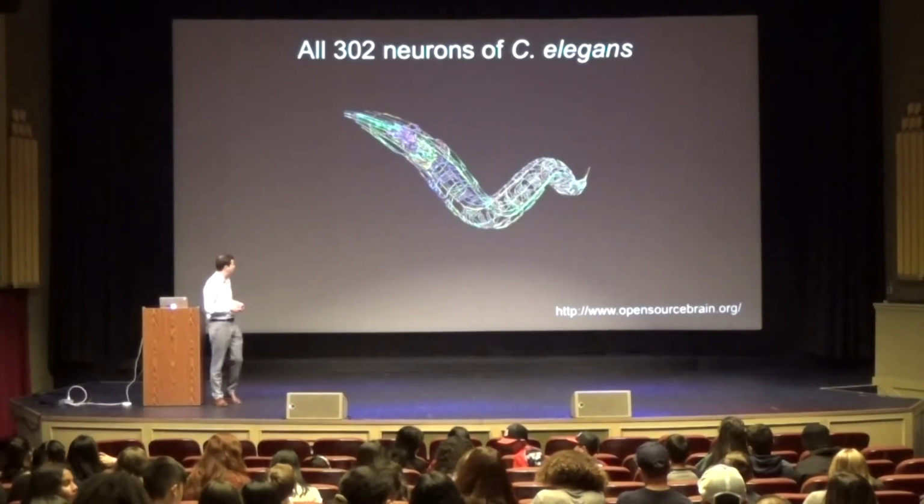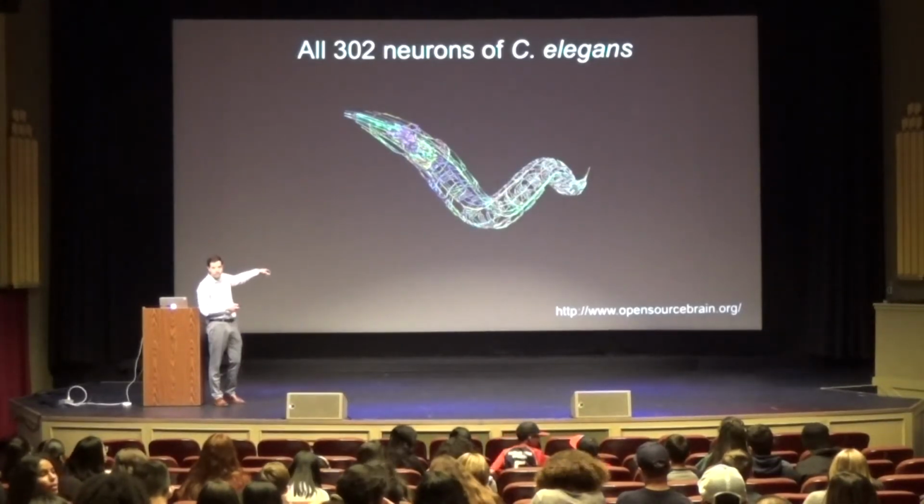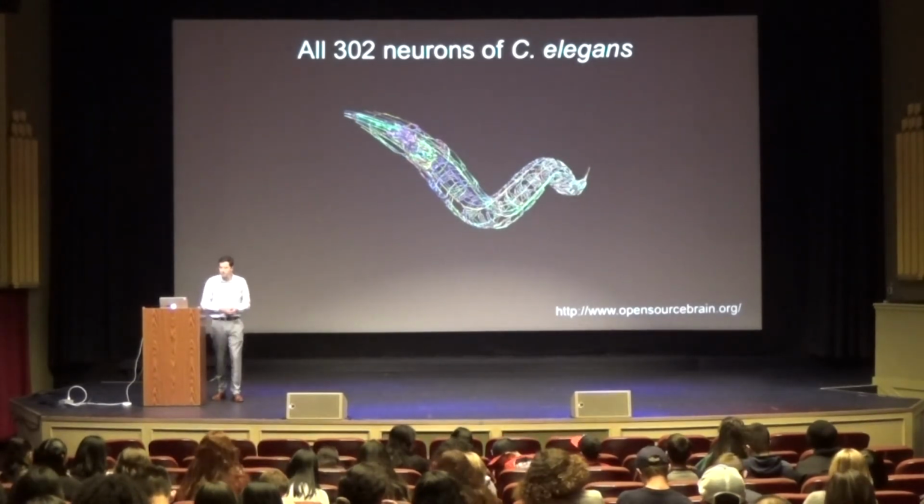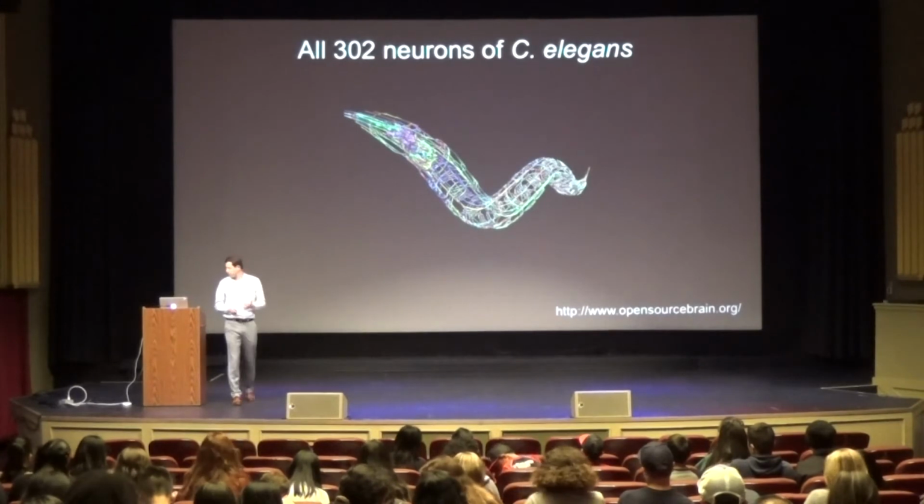All of the connections are now known. This is a computer model that's showing you the 302 neurons in the worm and the connections between them. But we want to move beyond the worm.